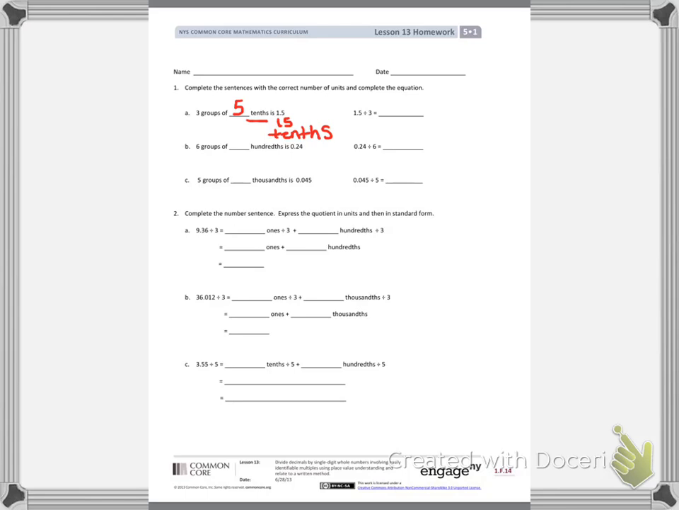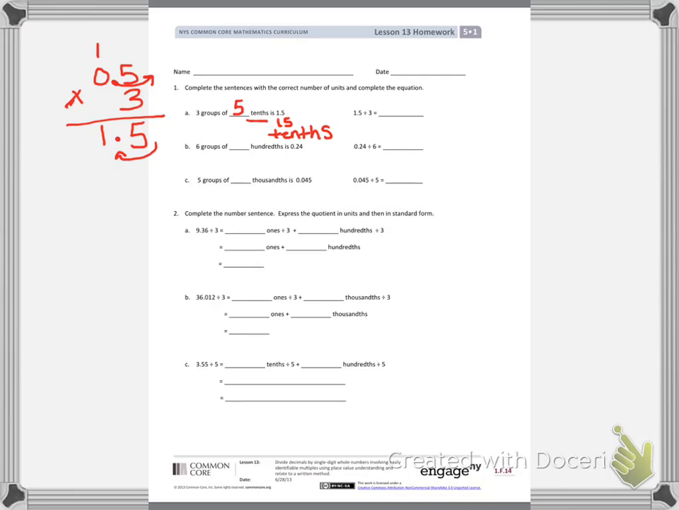To go ahead and check my work, I'm going to do some more work to the left-hand side. So if I take 3 groups of 5 tenths, I'm going to take my 5 tenths and do 3 groups of it, times 3. 5 times 3 is 15. 0 times 3 is 0, plus 1 is 1. If I move my decimal point over one place, and I do the same thing to the bottom, I would get an answer of 1 and 5 tenths to prove that the answer is correct.